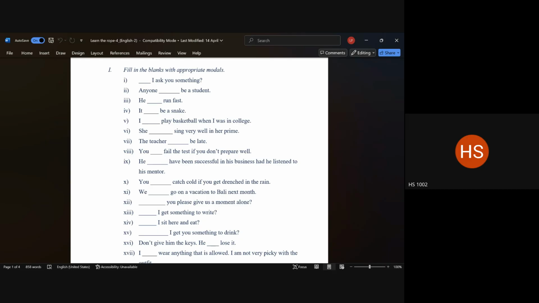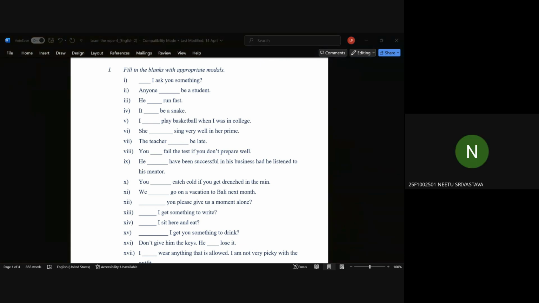13th one, dash I get something to write. May I get something to write? Can I get something to write? Yes. Shall I get something to write? Yes. Should I get something to write? Should I? Yes, correct. Ma'am, could is also possible. Could I get something to write? Yes.